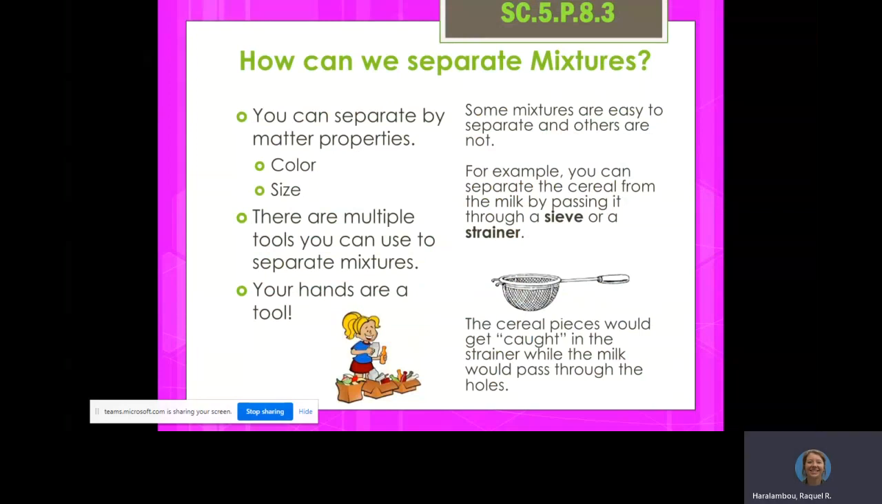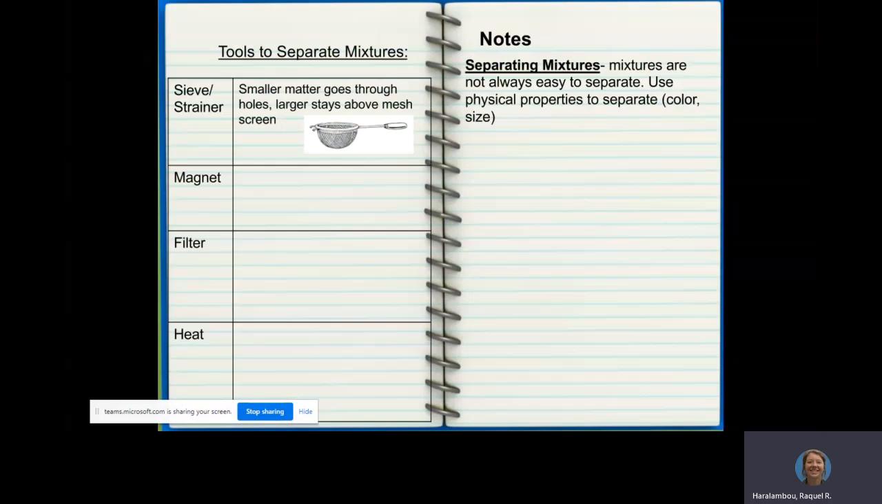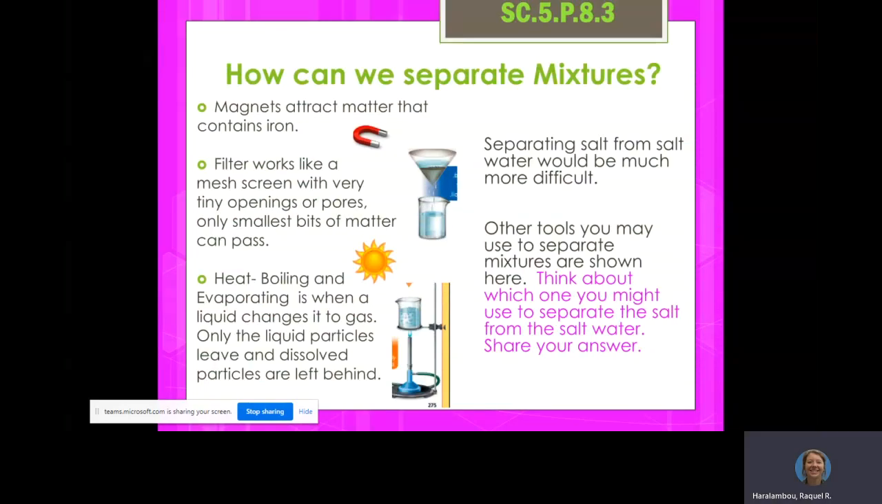So that's where you're over here looking at a sieve. Better example, the cereal. If I pour cereal into the sieve, what's going to be caught up top and what's going to go through the holes? Good. The cereal will be caught up top and the milk will be falling through the holes. So magnets. Magnets attract matter that contain iron. Filter works like a mesh screen with tiny openings or pores, almost like a sieve or a strainer.